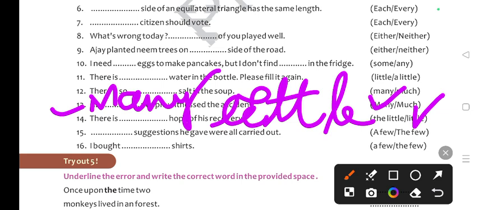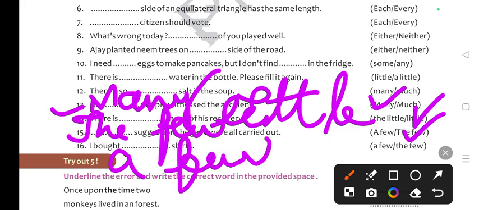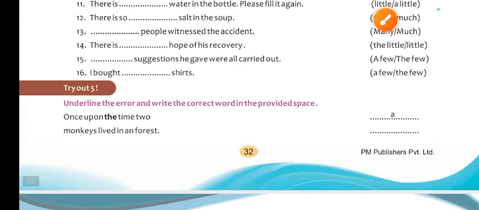Now the next is the suggestions he gave were all carried out. So the few suggestions that have already been discussed have been carried out. Okay, I bought a few shirts. Next is try out 5. Underline the error and write the correct word in the provided space.